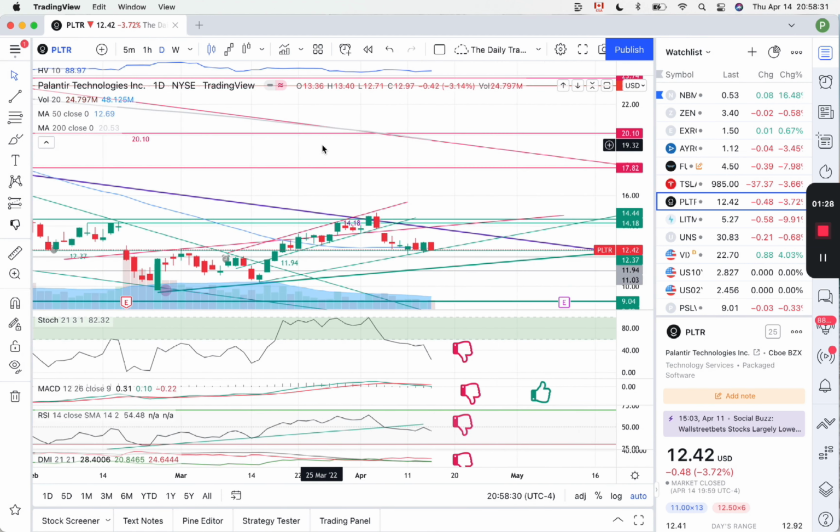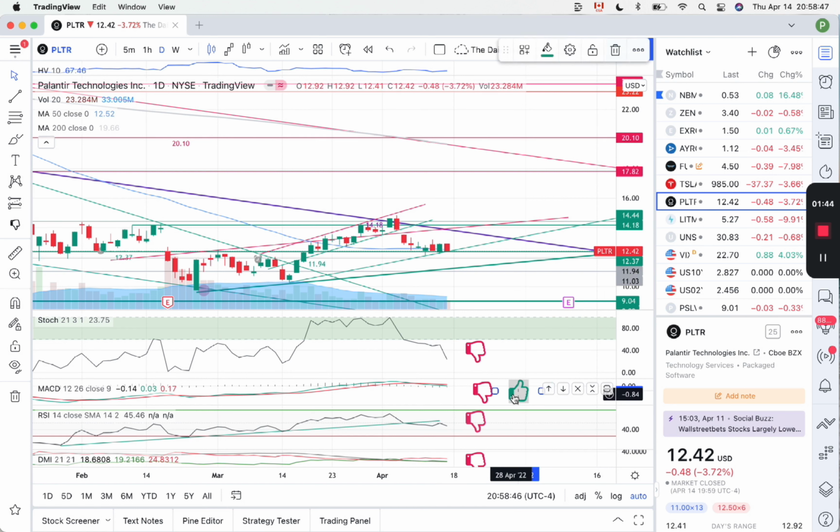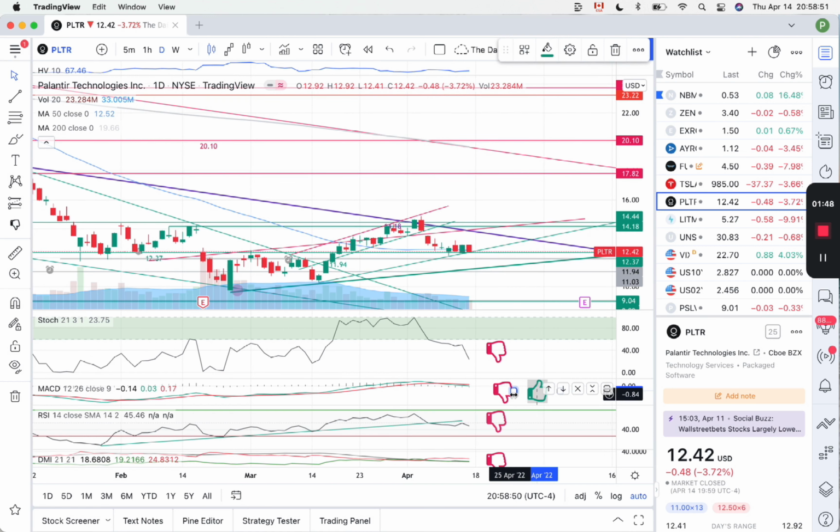Going back to the daily chart, the stochastic is getting lower and lower, 23. We have MACD crossing over bearish. The two lines are very close to crossing zero also. So if they do, we are going to need to switch this green thumb up to a red thumb down. In terms of RSI, it is below 50, so hence the thumb down, and the MI also.